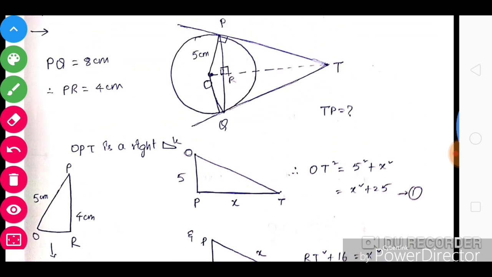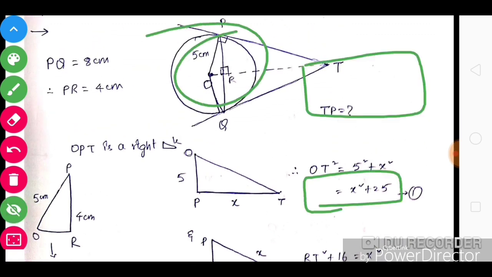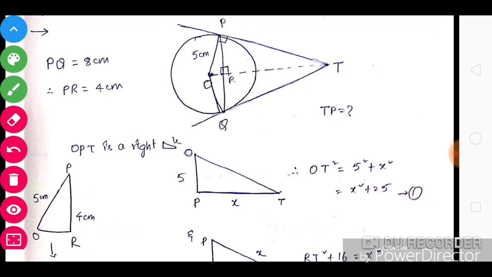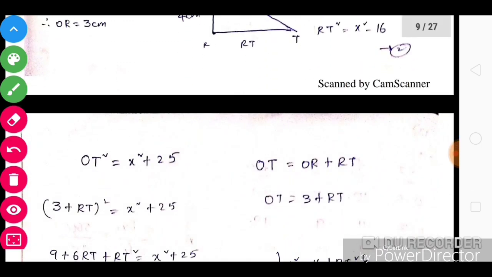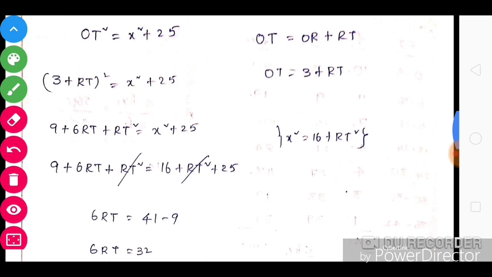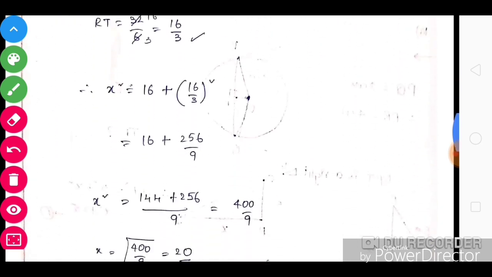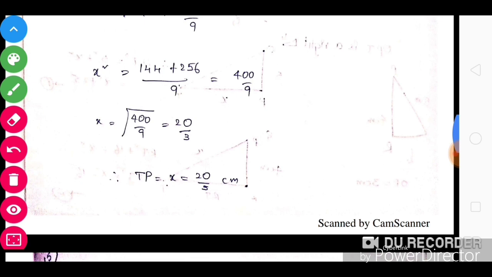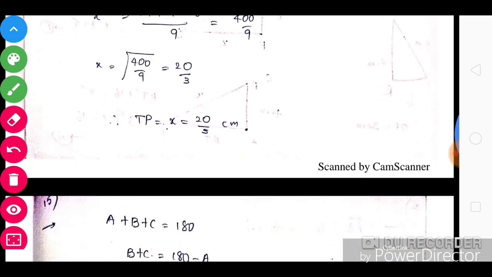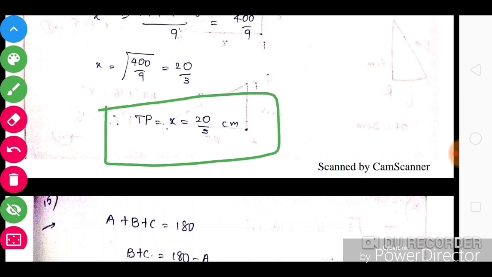And we will get one more right angle triangle, OPR. See here, it is adjacent, hypotenuse, adjacent, opposite. So we will get a right angle triangle here, which is shown here. After using all these techniques, if you want to see the answer, just see the answer. TP is equal to 20 by 3. You'll get 20 by 3 as the answer. Anyway, I'll be attaching this file at the end of this video. You can find it and download.